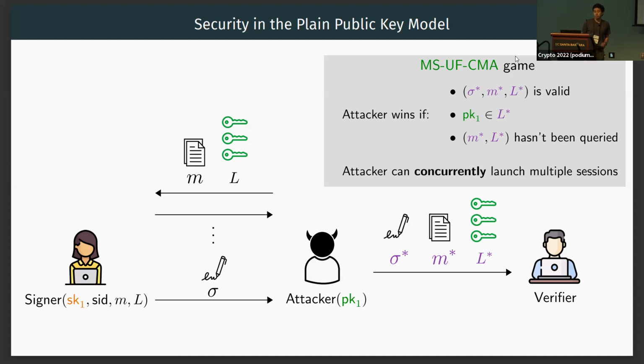One important difference from the usual signature scheme is that because we are in the interactive setting, we have to assume that the attacker can concurrently query the signing protocol. For example, the attacker can start a new signing session without finishing the ongoing signing session with the honest signer. So this is the security goal.